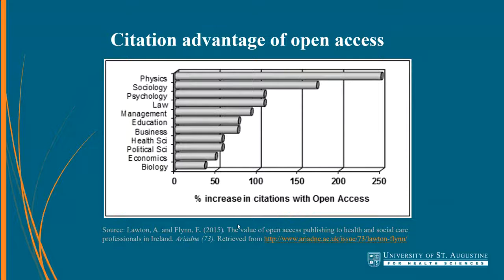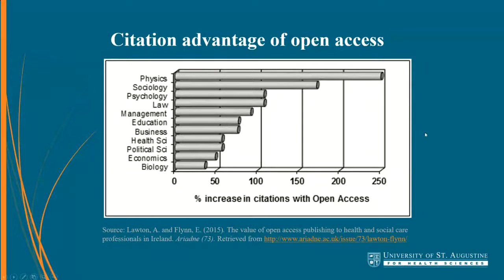Most fields show a small citation advantage, so maybe it'll be cited 20% more often than if it were behind the paywall. Since we're a health sciences university, we're looking at about a 50% increase. So if your paper would normally be cited 10 times, if you put it in an open access repository, that same paper might be cited 15 times. So that's a fairly substantial increase overall.